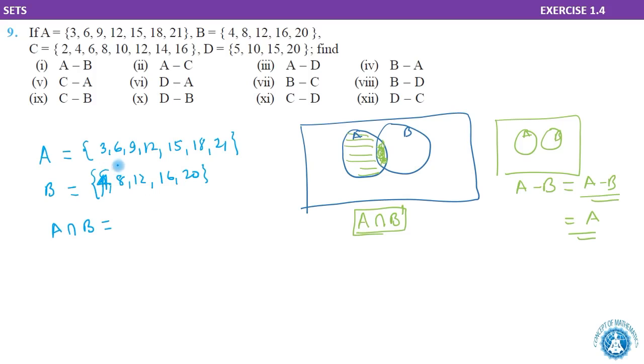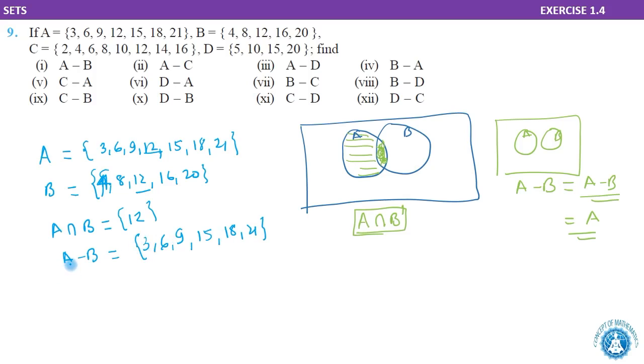So it is 4, 8, 12 common to both. Okay, it is clear that it is a multiple of 3 up to 7, and a multiple of 4 up to 5, and only one is common, that is 12. So A minus B would be, we'll remove 12 only. It would be 3, 6, 9, 15, 18 and 21, right?